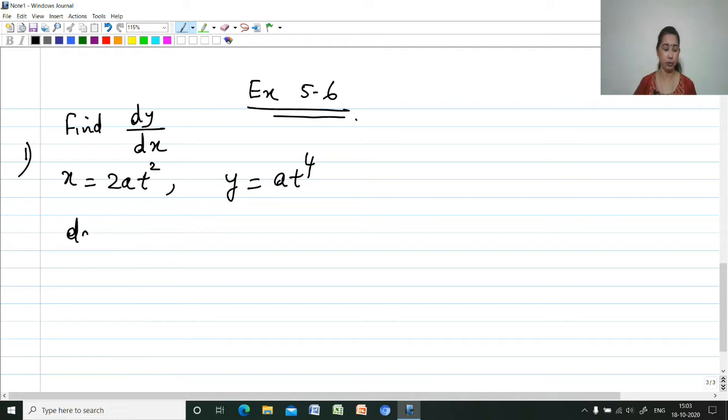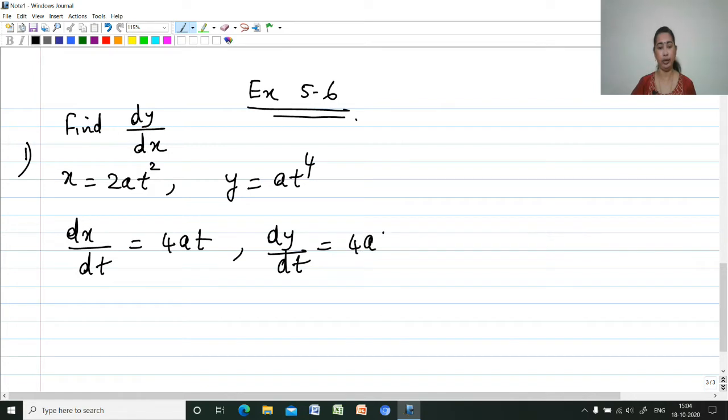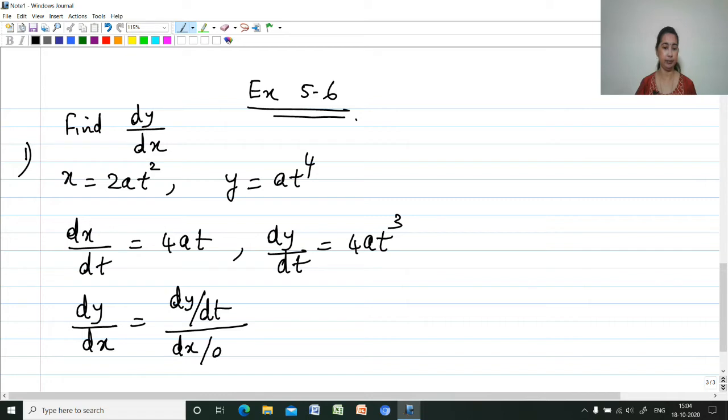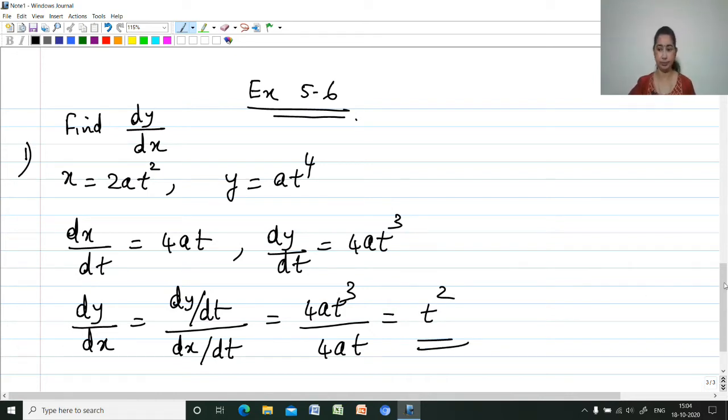So we have to find dx by dt, and dx by dt is 4at and dy by dt is 4at cube. Now finding dy by dx, it is dy by dt divided by dx by dt. dy by dt is 4at cube and dx by dt is 4at. Cancelling the common terms, we get t square. So the answer will be t square. Now second question.